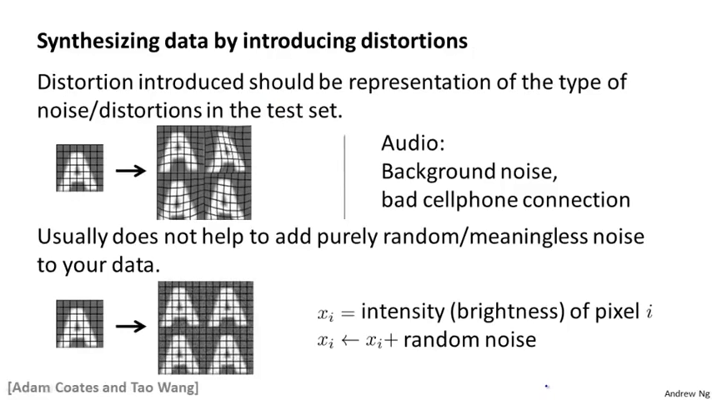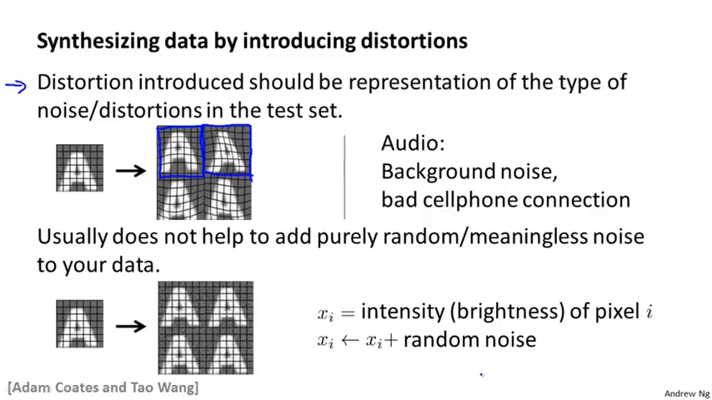Just one word of warning about synthesizing data by introducing distortions. If you're trying to do this yourself, the distortions you introduce should be representative of the sorts of noises or distortions that you might see in the test set. So for the character recognition example, the warpings we introduce are actually kind of reasonable, because an image A that looks like that could be an image that we could actually see in the test set. This looks like a fatter A. And that image on the upper right, that could be an image that we could imagine seeing.